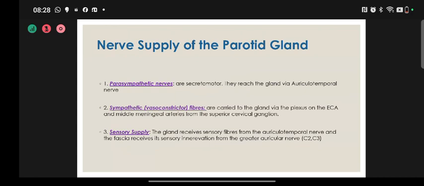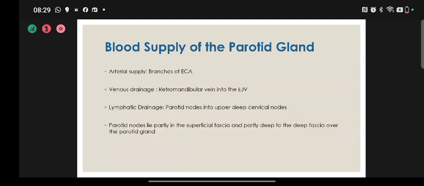Now, the nerve supply of the parotid gland. The gland receives parasympathetic supply, which is secretomotor via the auriculotemporal nerve. The sympathetic supply, which is vasoconstrictor, is carried by the plexus on the external carotid artery and the middle meningeal artery from the superficial cervical ganglion. The sensory supply is basically from the auriculotemporal nerve, and the fascia receives the sensory innervation from the greater auricular nerve. So this is the reason there is paresthesia if the anterior branch gets sacrificed, which is usually done.